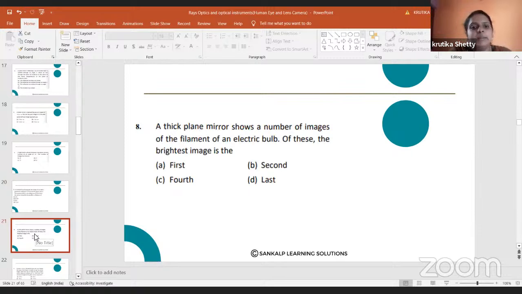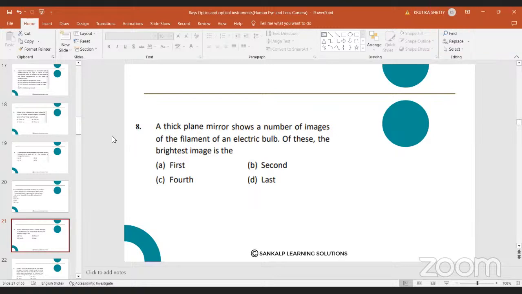A thick plane mirror shows a number of images of the filament of an electric bulb. Of these, the brightest image is the. So which is the brightest image they are asking? That is the first, second, fourth, or the last one.